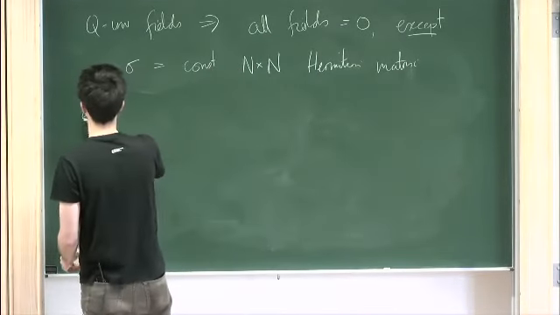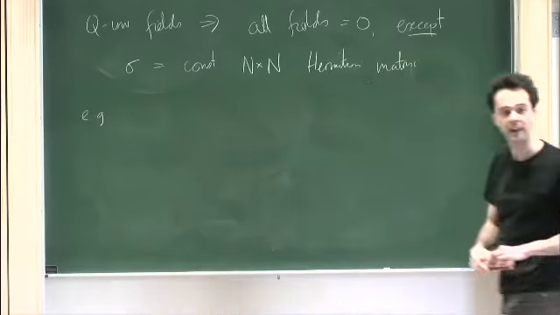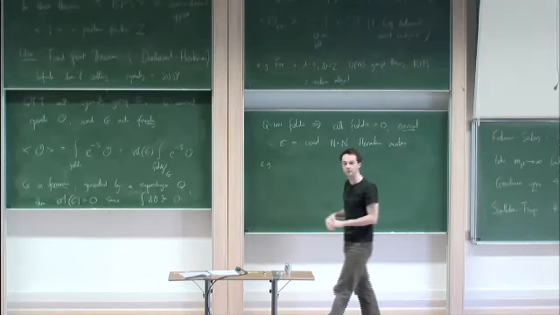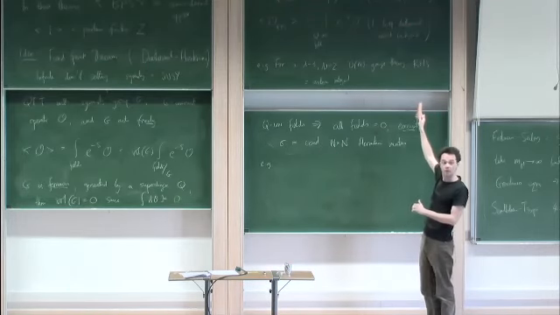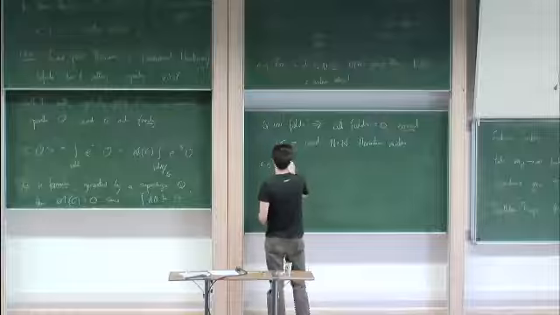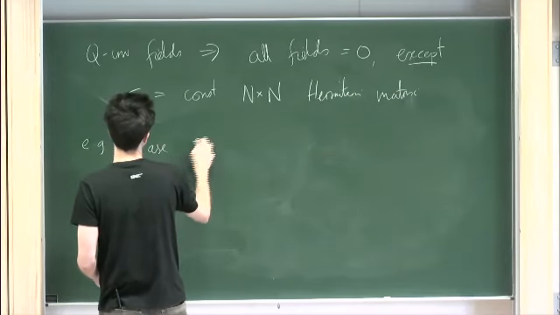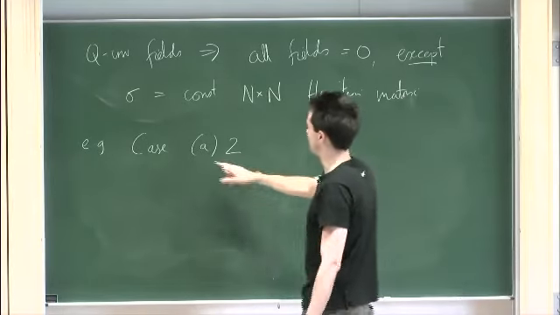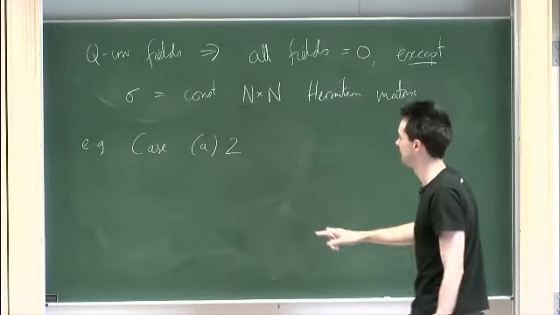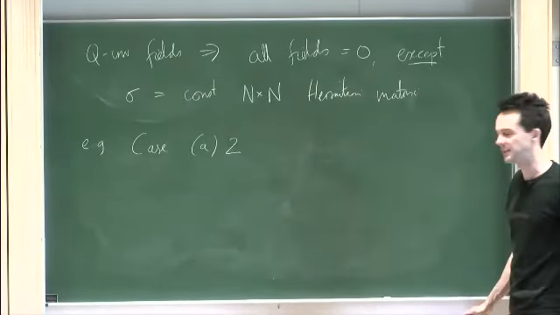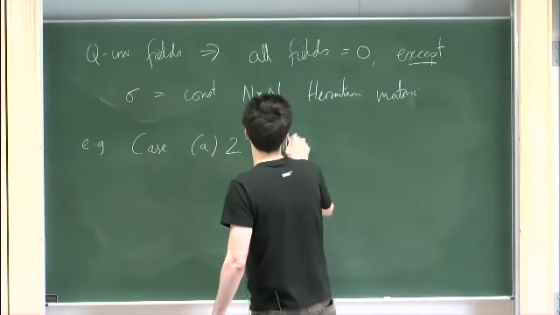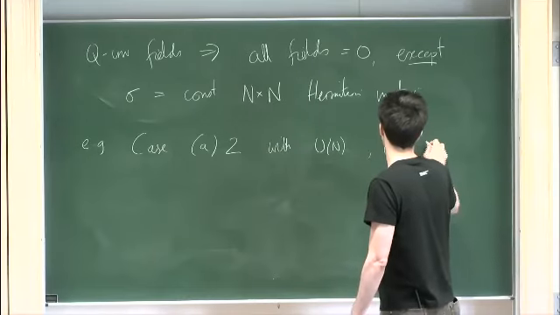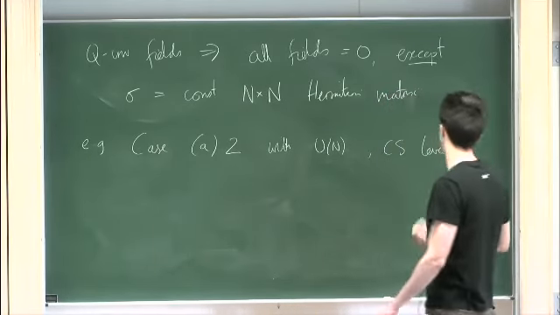Okay, very good. So let me give you an example of what that looks like. So you take this formalism, you go ahead and you apply it to one of these examples. You have some one loop determinant to do, but it's quite doable. And you get the following. So let me take case A2. Case A was this Berger sphere. 2 was one particular choice of gauge field. I'll take this with a U(N) gauge group, and with the Chern-Simons level K.